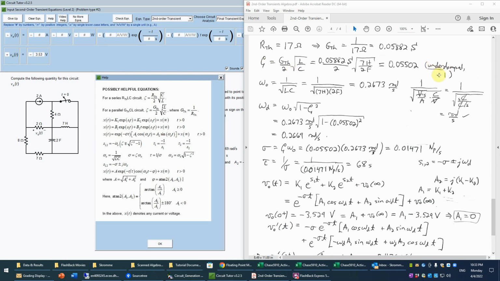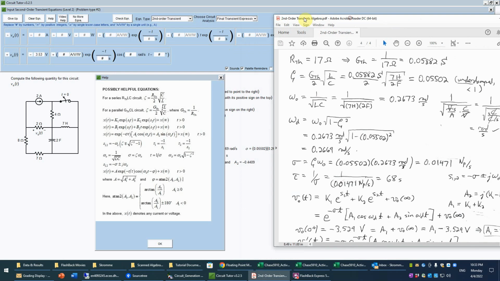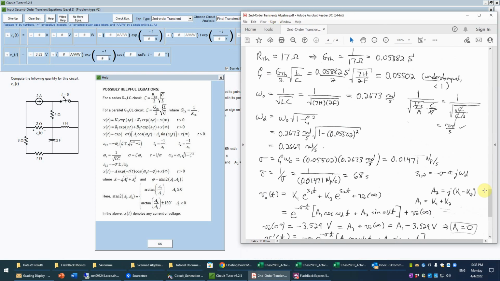Remember, critically damped is when zeta equals 1, and anything less than that is called underdamped. Anything greater is called overdamped because there's more damping. So being an underdamped circuit, I know right away which of these terms I'm going to need. I could just click on this one for my transient term. It's going to be that underdamped term.